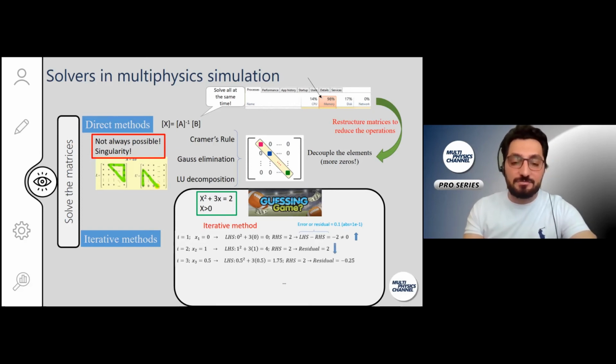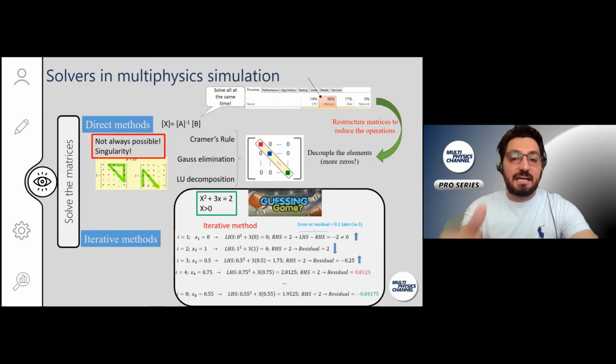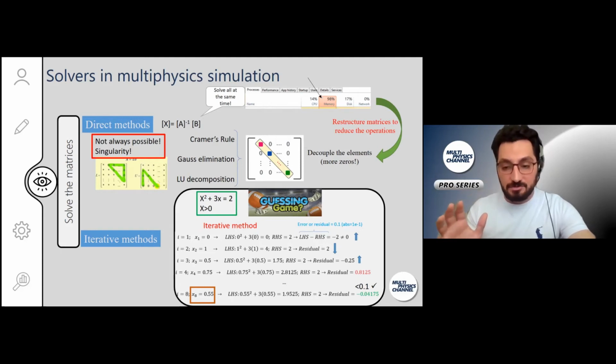For example, I go for 0.5, and then I continue this process until, for example, at the 8th iteration, I have a residual which is less than 0.1. That's good, so I'm satisfied with that. And that will be my x, which is equal to 0.55. I just remind you the exact value was something like 0.56. So it's a rough estimation with the iterative method. It's already satisfactory for me.